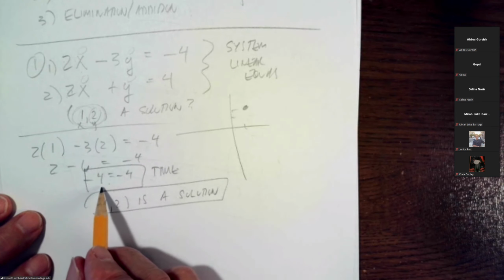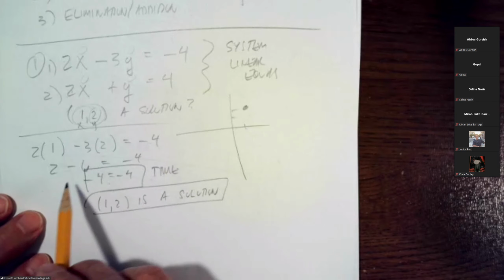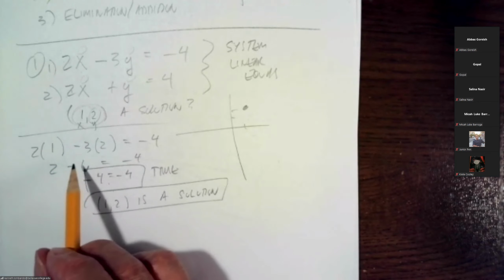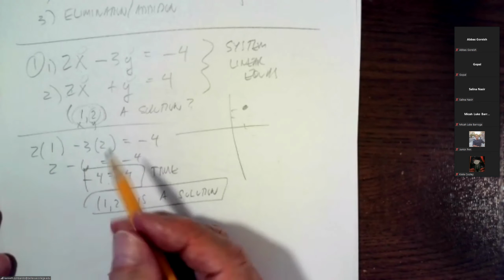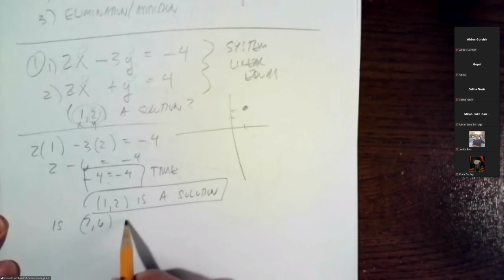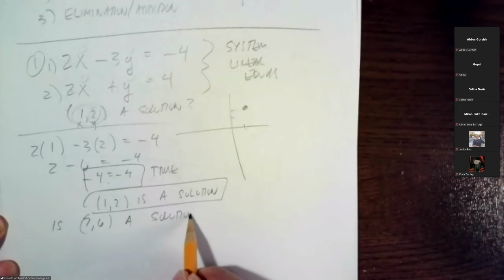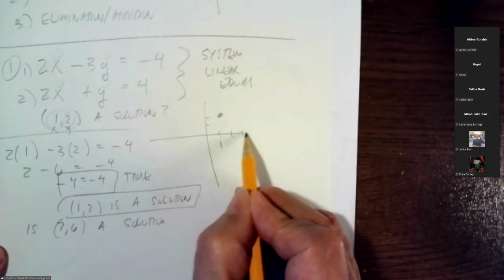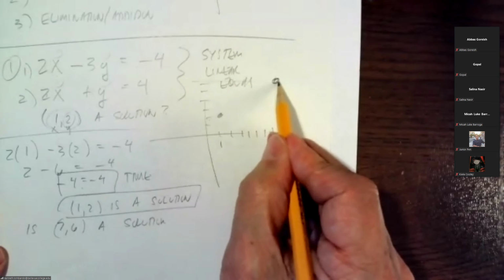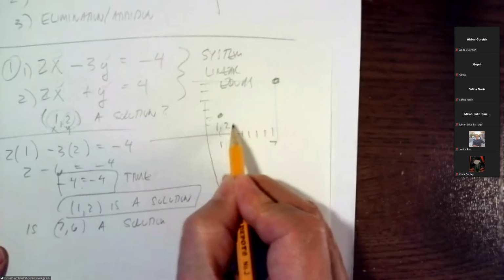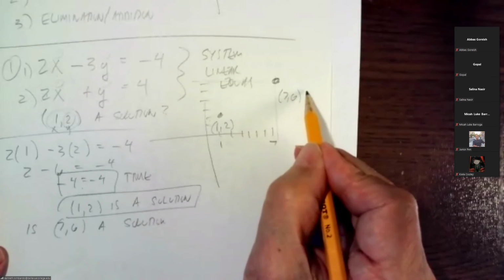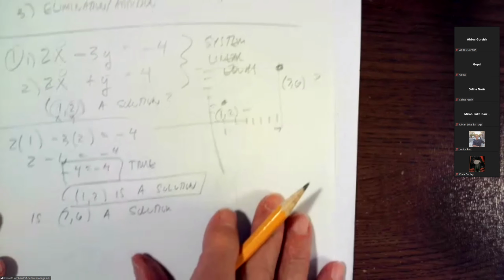Now we could also plug in another value. What do we want to pick? Maybe 7 and 6. Is (7, 6) a solution? We go out here, 1, 2, 3, 4, 5, 6, 7, and 1, 2, 3, 4, 5, 6. We said that (1, 2) was on the line, and now we're asking, is (7, 6) also on the line? So this one is true. This one we're going to find out.